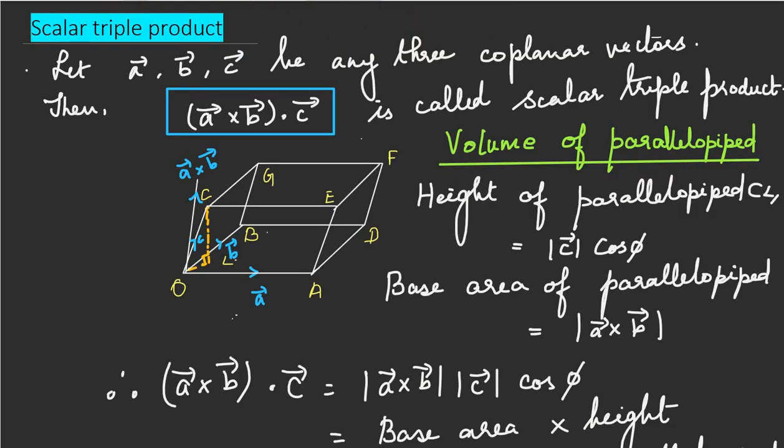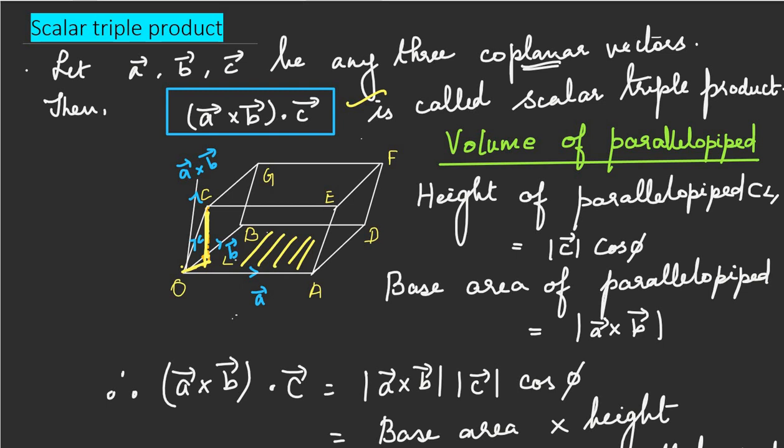Moving on to scalar triple product. A, B, C are any three vectors, coplanar vectors; coplanar means they lie on the same plane. Then the scalar triple product is given by A vector cross B vector dot C vector. One cross and one dot between the vectors gives us the scalar triple product. The scalar triple product leads us to finding the volume of a parallelepiped. We see a parallelepiped here. The base area is in the form of a parallelogram. When we draw a perpendicular from C to L on the base, this CL is considered to be the height of the parallelepiped.